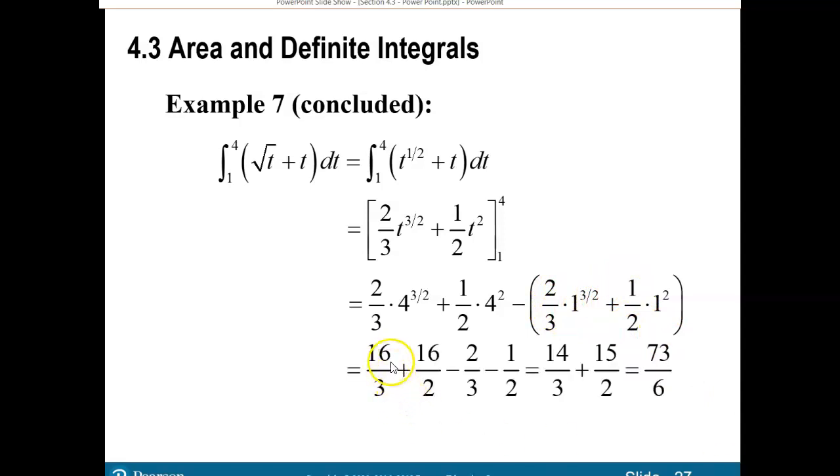Clean it up, 16/3. You can just type all this in your calculator as long as you don't forget your parentheses and your signs. But when you clean all that up, you should end up getting 73/6, or 12 1/6 miles.